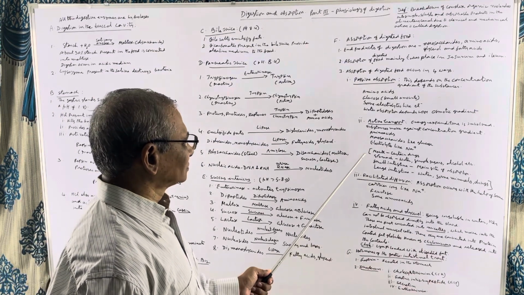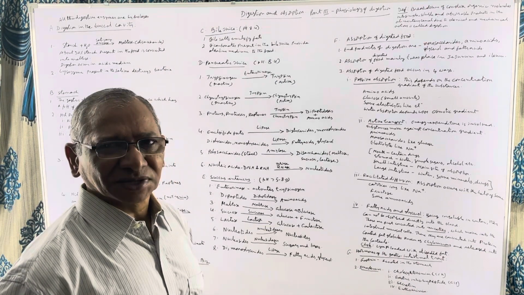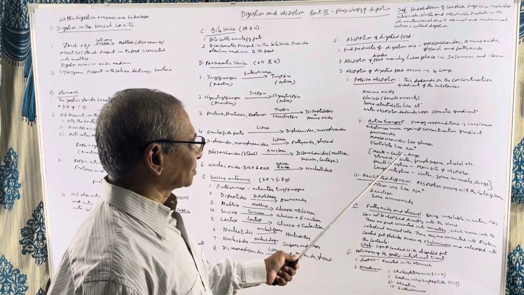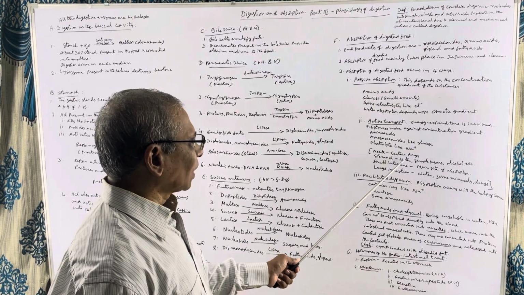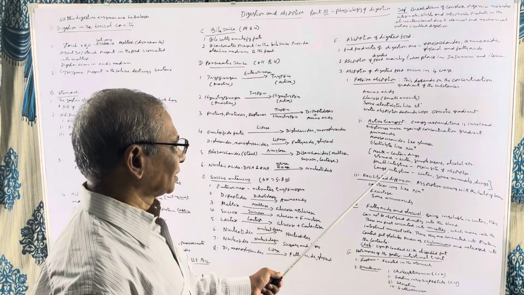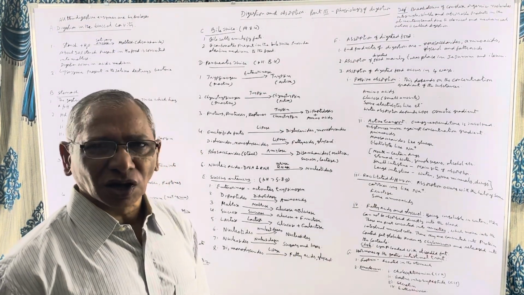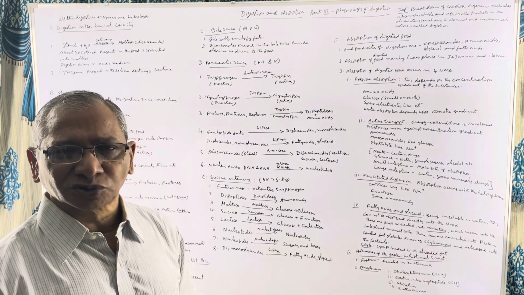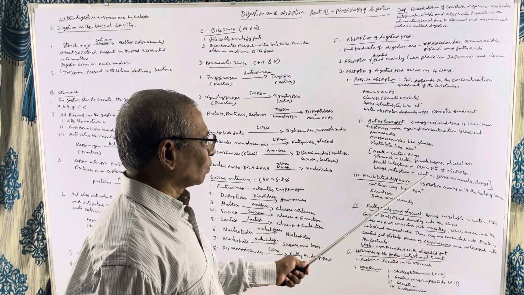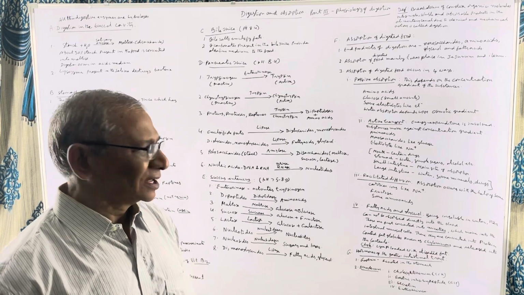Then in the book, the substances absorbed in different parts of the digestive system are given. See, in the mouth, certain drugs are absorbed. In the stomach, water, simple sugars, and alcohol are absorbed. The small intestine is the main site of absorption. Almost all the digested food is absorbed into the blood in the small intestine. In the large intestine, water, some minerals, and drugs are absorbed.